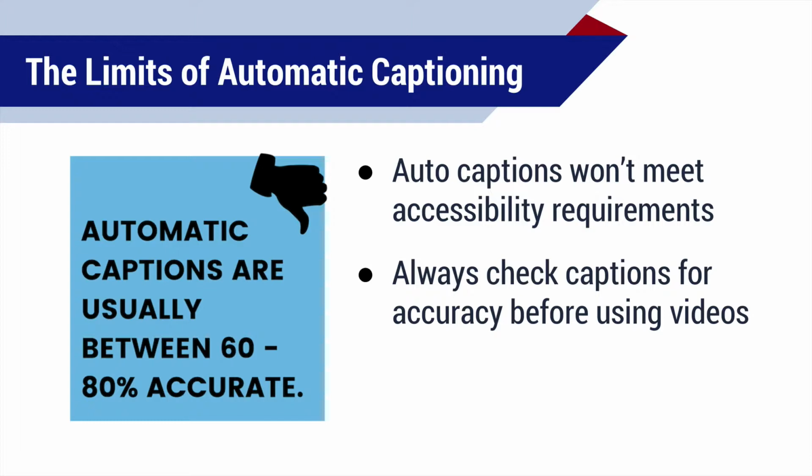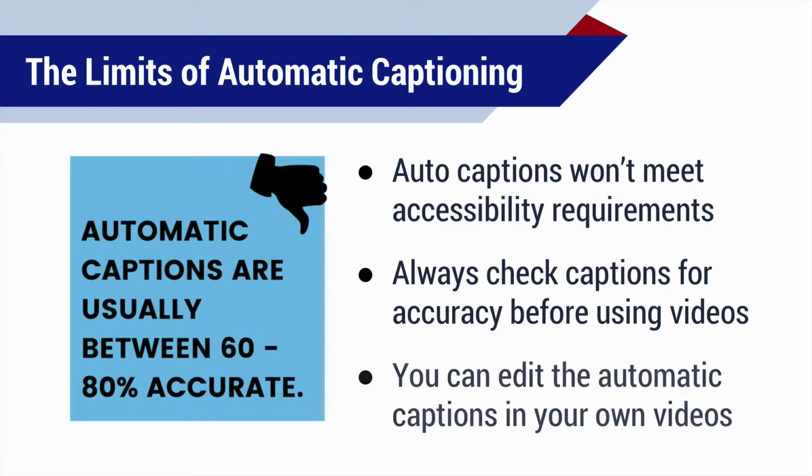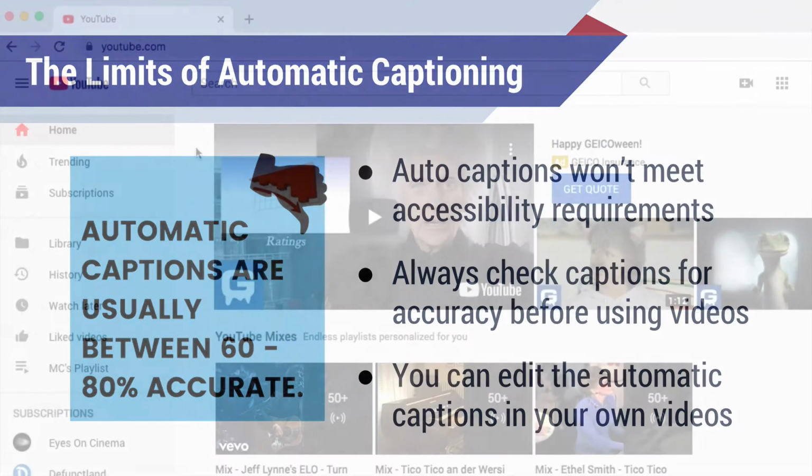That's why even if you see the CC on a video, you should always make sure to watch it with closed captions turned on in order to make sure that the captions are accurate. If the captions are just unedited automatic captions, you shouldn't use the video as a resource. However, if you own a video, starting with automatic captions can save you a lot of time, because you'll only have to make edits to the auto captions rather than transcribing every word. I'll show you how to add and edit automatic captions in your own videos in just a minute.